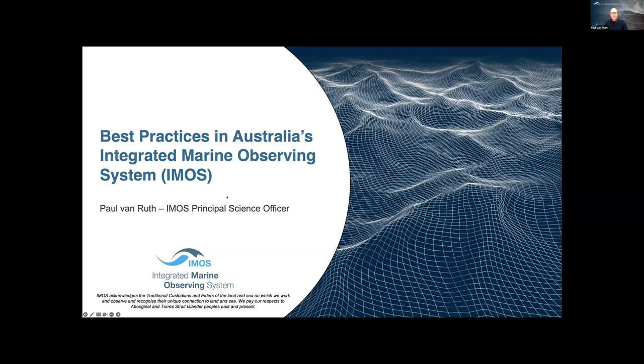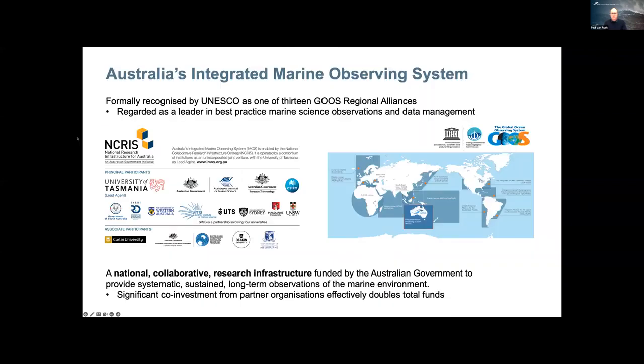So first, I'll give a bit of an introduction to our program. We're recognised as one of the 13 GOOS Regional Alliances, and within that, we're regarded as a leader in best practice marine science observations and data management. This is across government and the private sector, and through industry, research, management, and operations. We're a national collaborative research infrastructure, funded by the Australian government to provide sustained long-term observations of the marine environment.